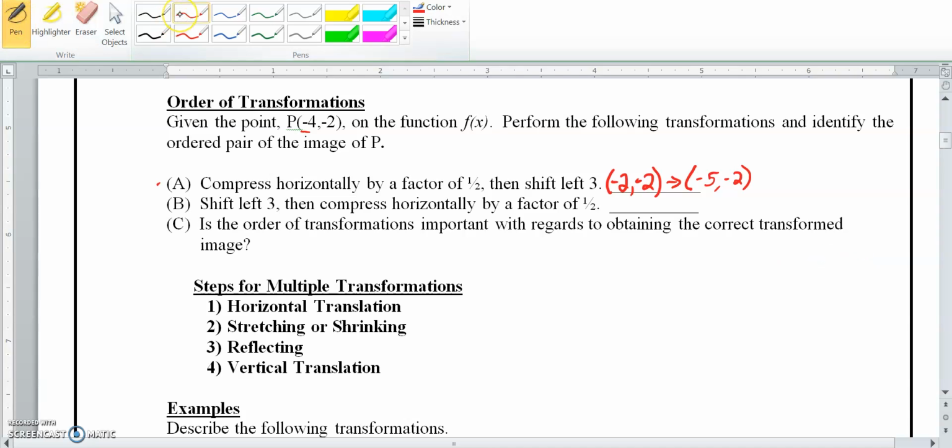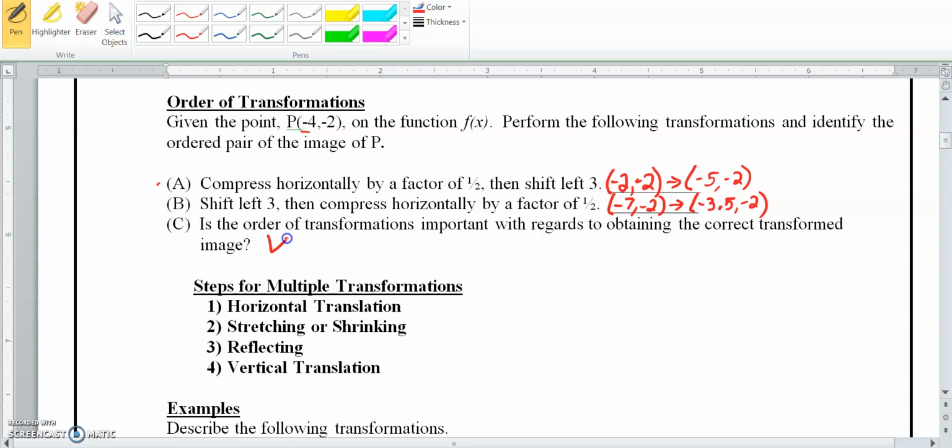So part B says, let's switch the order. Let's shift left first, then compress horizontally. So we're going to shift left 3 first. We're going to start at -4, shift left 3, so we got -7, -2. So step 1, shift left. Now let's compress by a factor of 1/2. So now instead of going clear out to -7, we have to take that in half. So -3.5, -2, and part C says, is the order important?